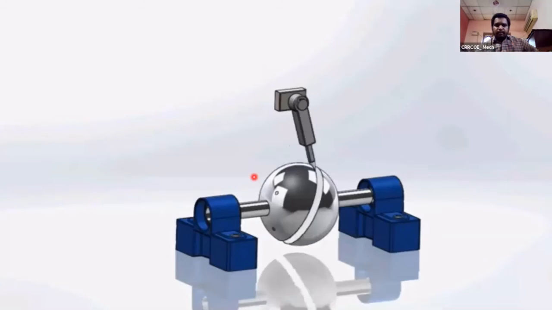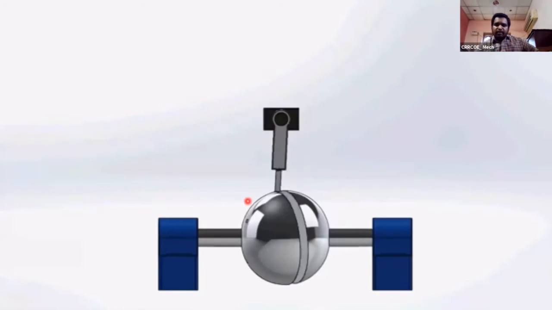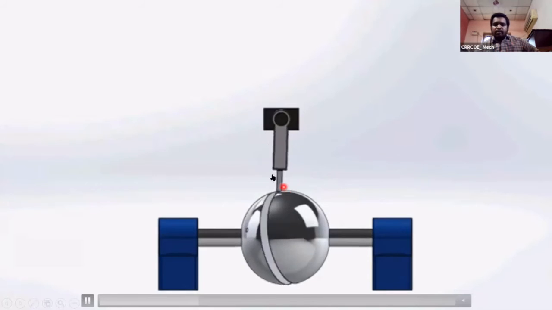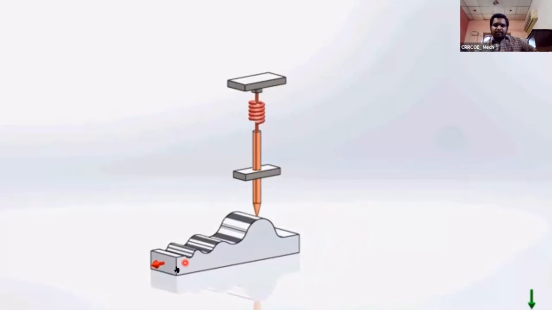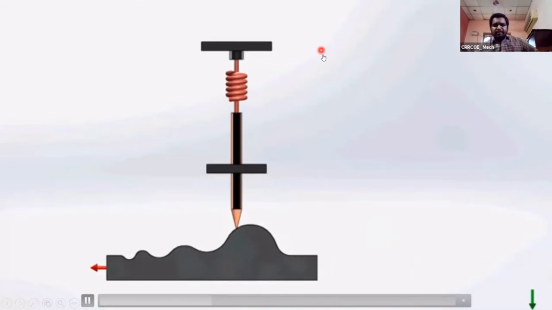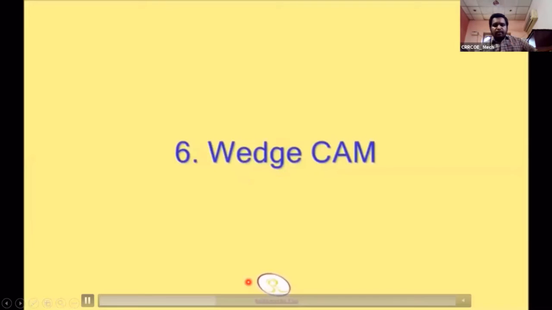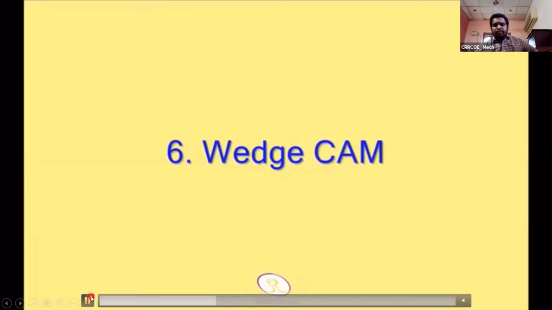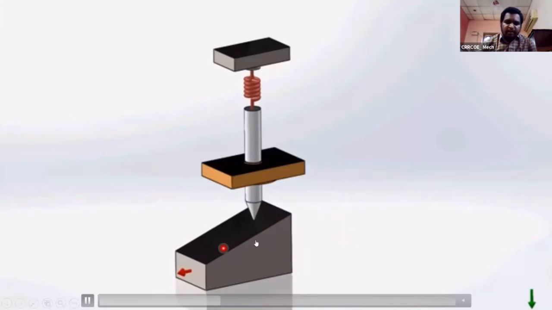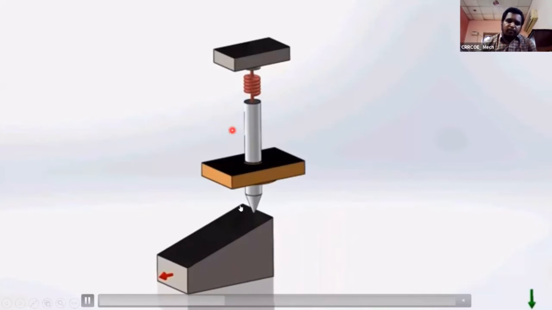Spherical cam. See this. The cam is in the shape of a sphere. It has a groove, and the follower follows the groove. Here the rotary motion is converted into oscillatory motion. Next, the flat cam. See this. Here the cam is moving in a translation direction, which produces reciprocating motion of the follower. The cam is moving leftward and rightward, and the follower is moving upward and downward. Next one is the wedge cam. The translatory motion of the cam causes the reciprocating motion of the follower.